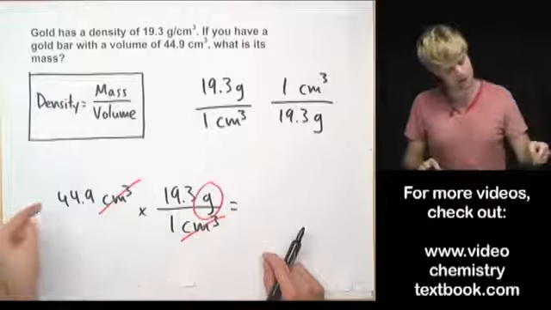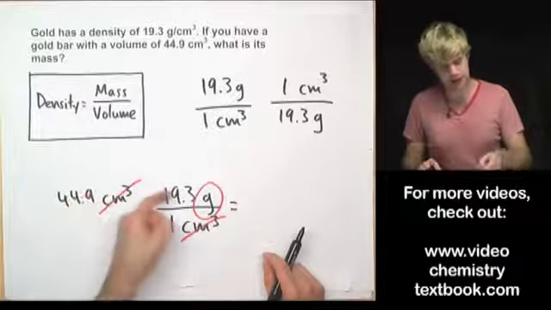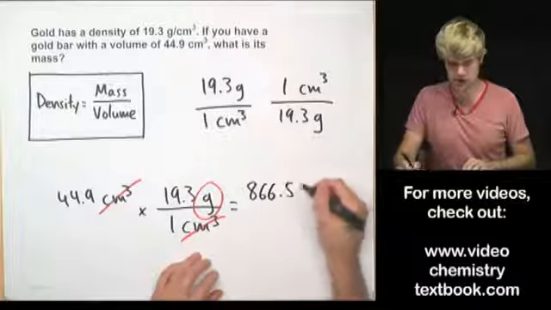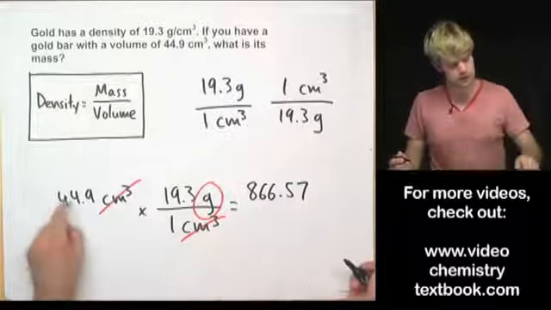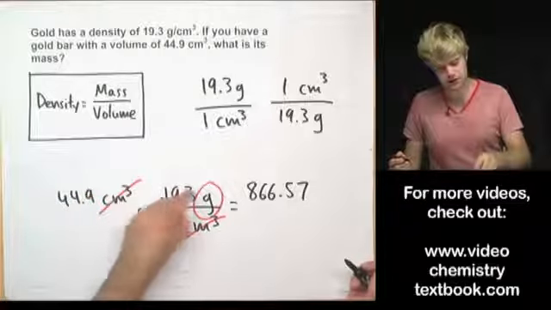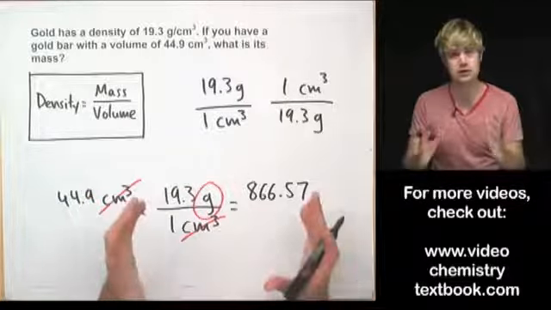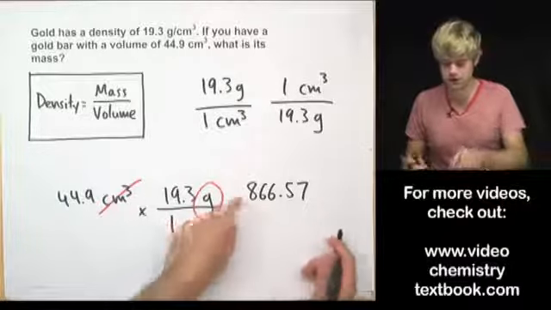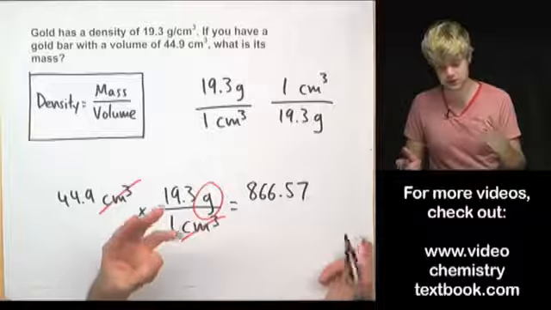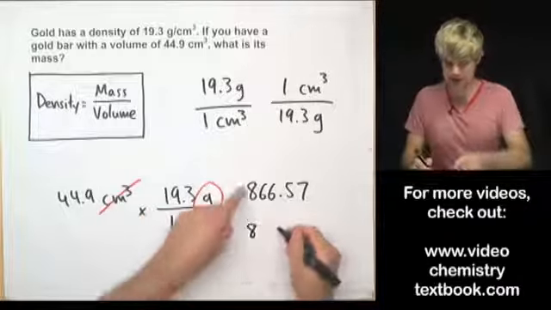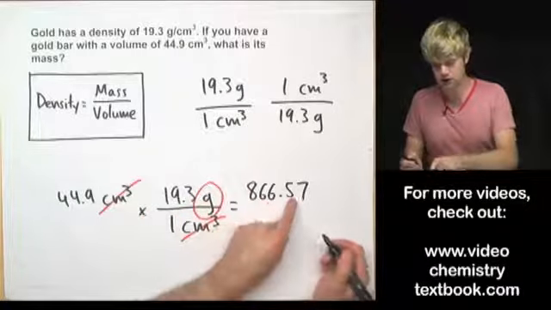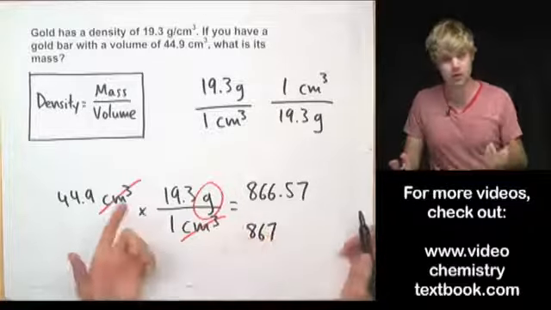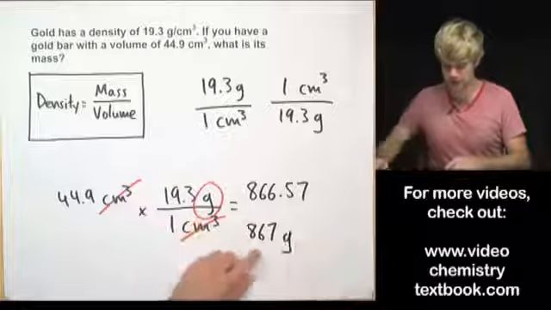Okay, now I'm going to do 44.9 times 19.3, and I'm going to get 866.57. 3 sig figs here, 3 sig figs here, and we have 1, which is a counting number. It's a definite number, so we don't worry about the significant figures here. So I'm going to round this number to 3 significant figures. I'm going to keep the 8, 6, look there to 5, so that 6 is going to go up. It's going to be 867, and what are my units? Units right here. Units are in grams.